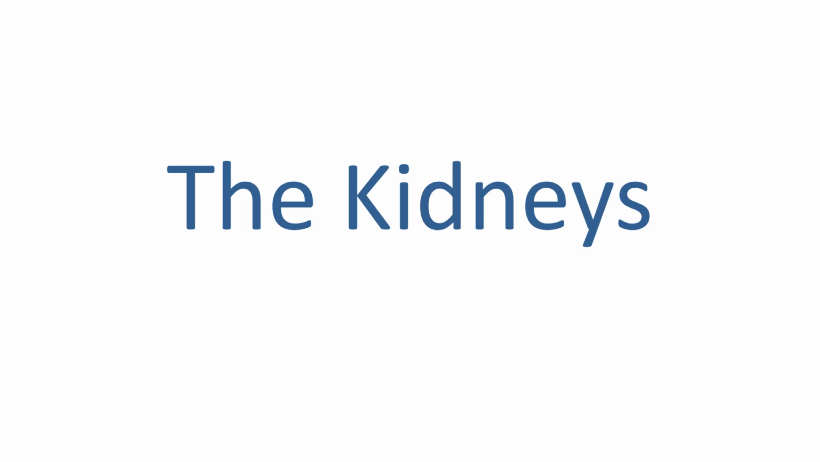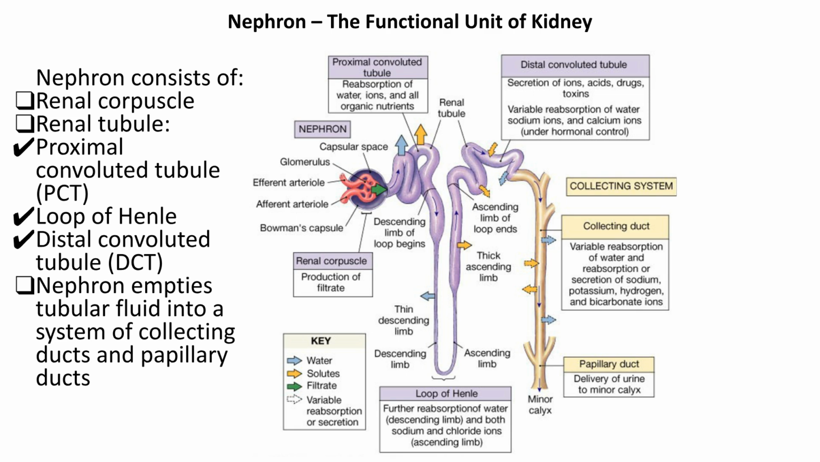This video will focus on the structure and function of the kidneys, including the components of the nephron and the biochemical aspects of renal disorders. The nephron is the functional unit of the kidney. It consists of the renal corpuscle and the renal tubule. The renal tubule includes the proximal convoluted tubule, the loop of Henle, and the distal convoluted tubule. The tubular fluid then empties into collecting ducts.